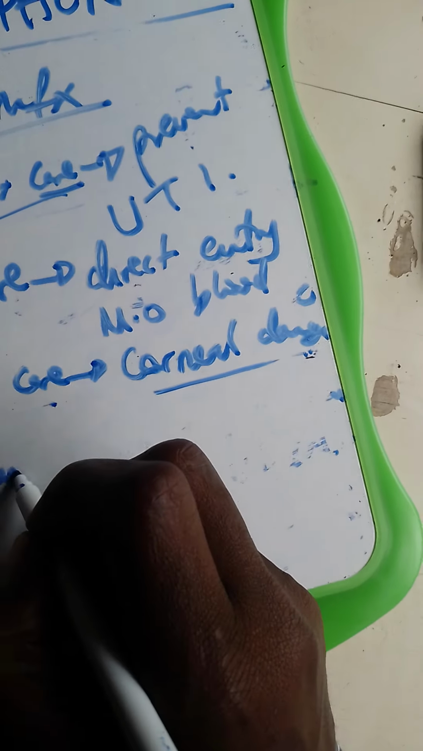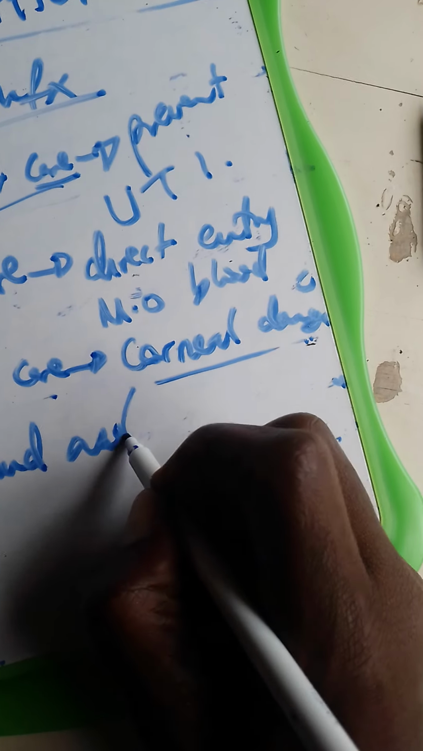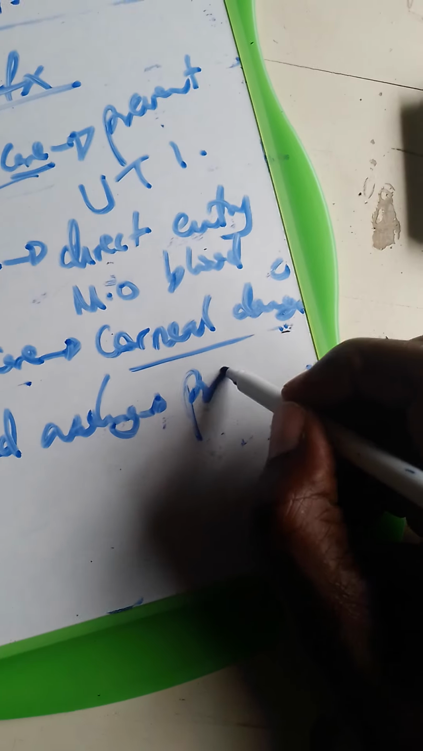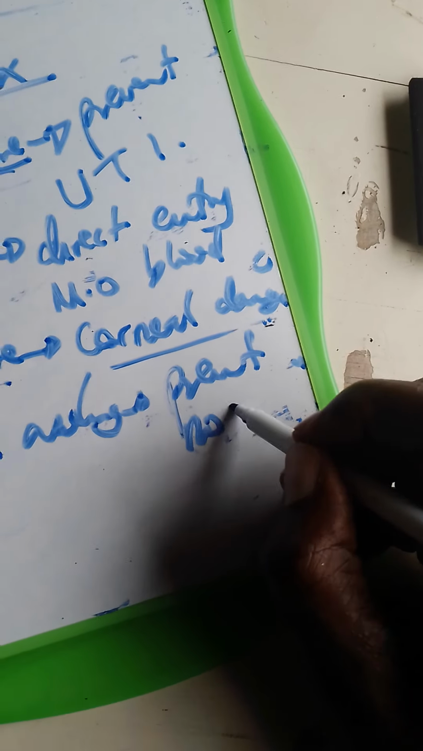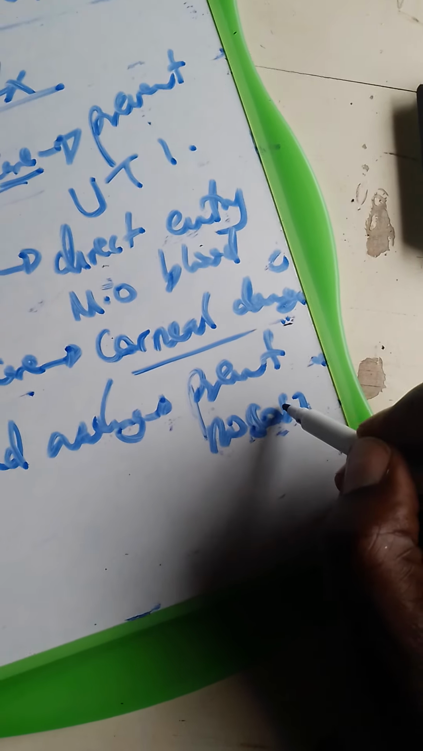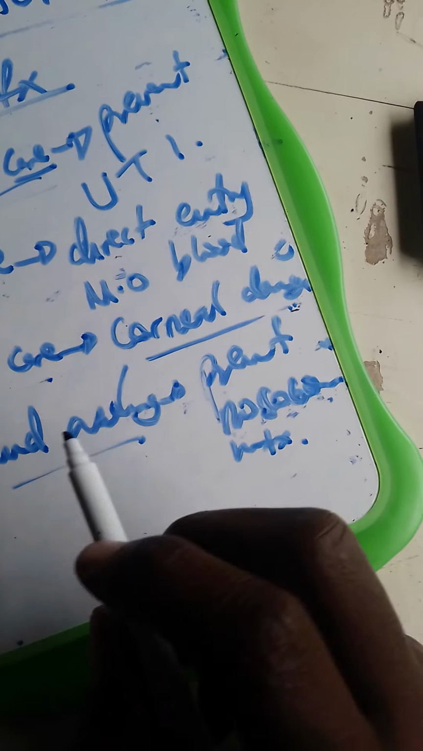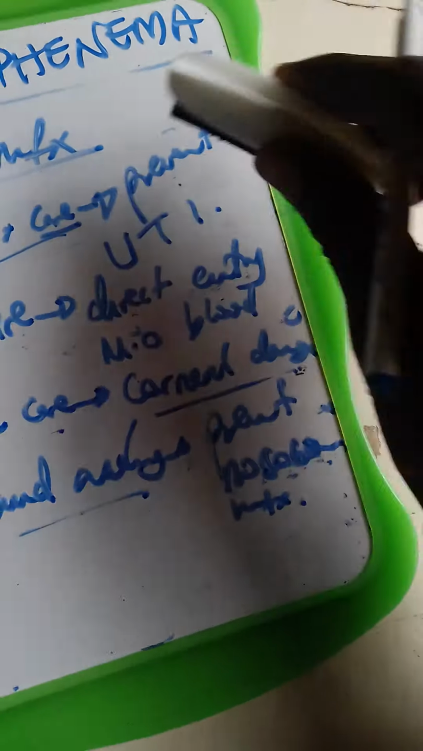Then hand washing. You're going to wash your hands before touching the patient because you want to prevent nosocomial infections. That's why you are doing hand washing. Then you can go to another heading, which is elimination.